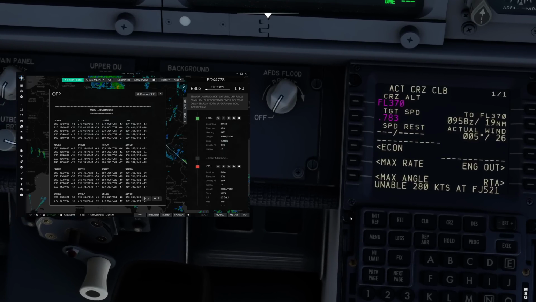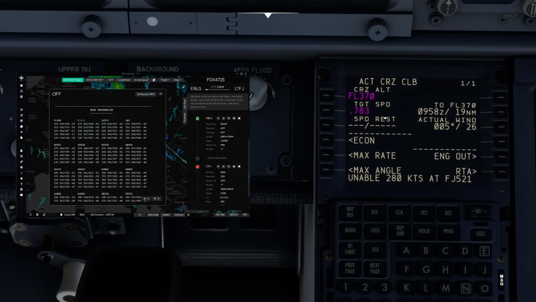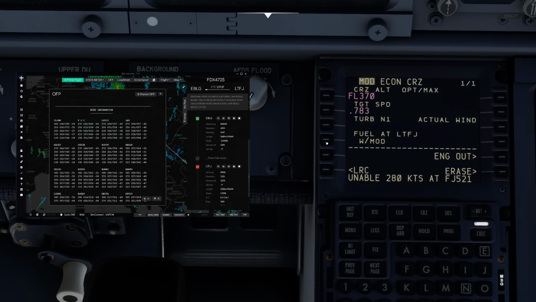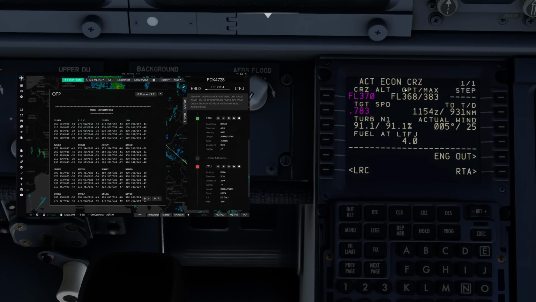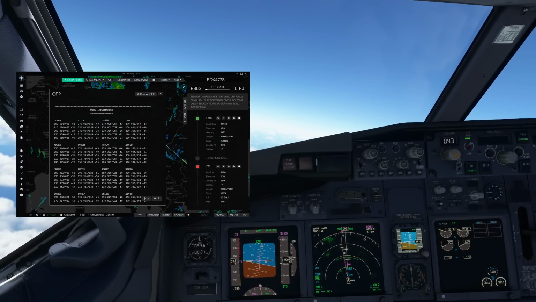Do note that it is a real life thing in the 737 that it goes out of the econ speed when you do that. So you have to press the econ button again and execute that, and only then your airplane is going to accelerate to the best or to the most optimal speed for that new flight level.